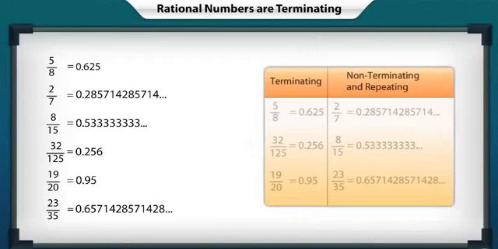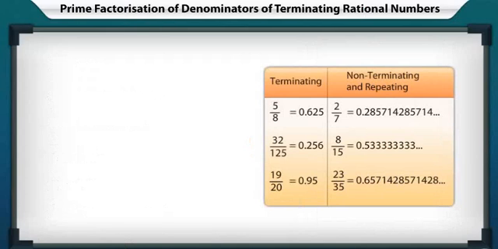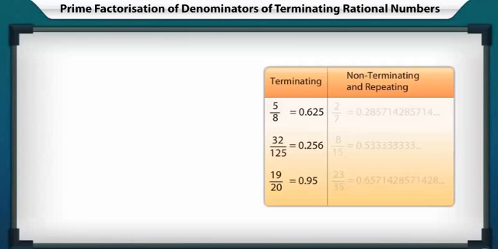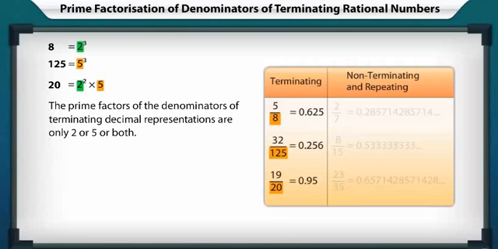Let us place them in a table. Notice that the decimal form of the rational numbers in the left column is terminating, while the decimal form of the rational numbers in the right column is non-terminating and repeating. To begin with, let us look at the rational numbers in the first column. Let us write the prime factorization of each of the denominators. Observe that the prime factors of the denominators are only 2 or 5 or both.